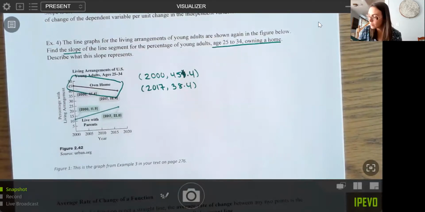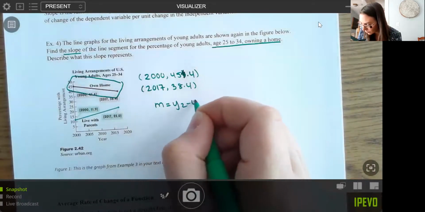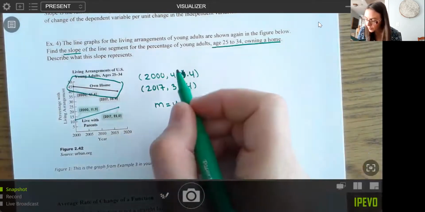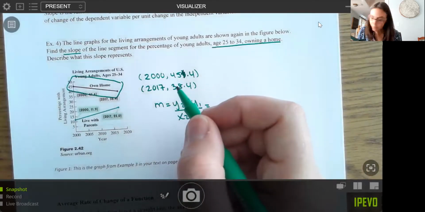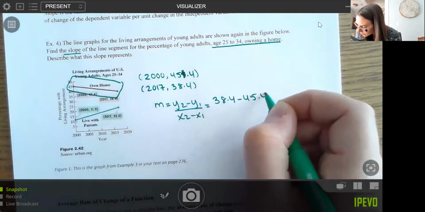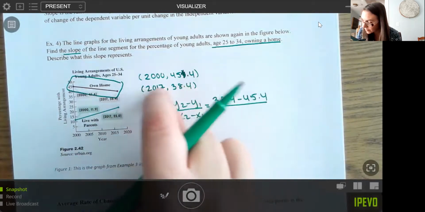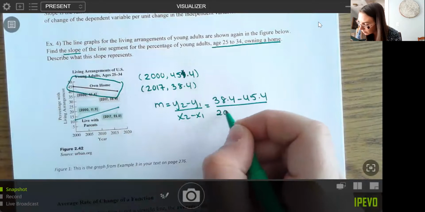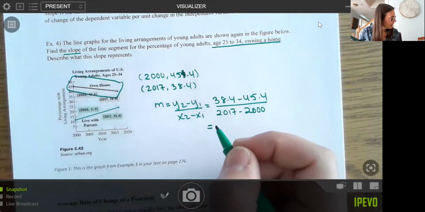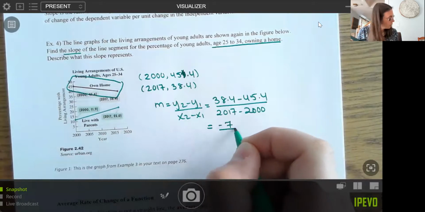And now I'm just going to go ahead and find the slope. So I'm looking at the change in y's on the top. So it doesn't matter which one I start with. We can start with that 38 value maybe. And then I'm looking at the change in x's on the bottom. Now, if I start with the 38, make sure you start with the 2017. So we always start with the same point. And let's see, I get -7/17.